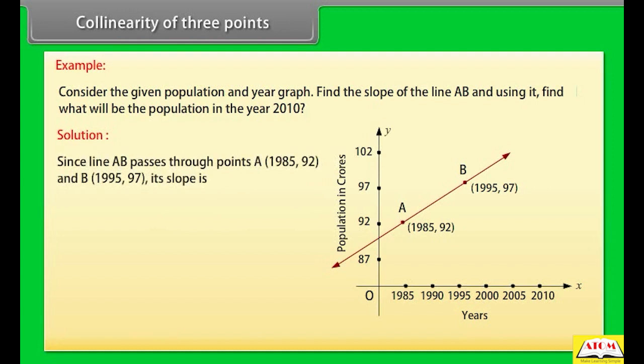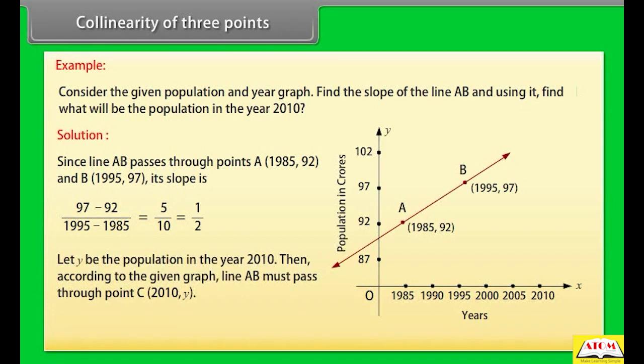Solution. Since line AB passes through points A (1985, 92) and B (1995, 97), its slope is (97 minus 92) by (1995 minus 1985), which is equal to 5 by 10, which is equal to 1 by 2. Let Y be the population in the year 2010. Then according to the given graph, line AB must pass through the point C (2010, Y). Therefore, slope of AB is equal to slope of BC.